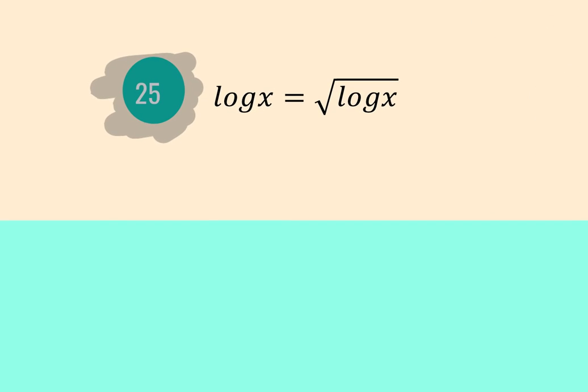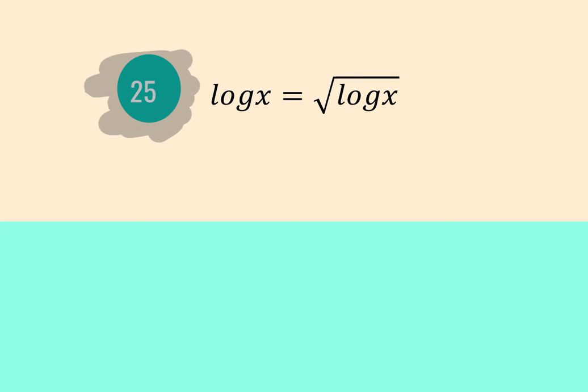All right, 25, a little bit different this time. I've got a square root over log of x. What does that mean? 1/2 is the exponent. So this would be log of x equals log x to the 1/2. Then what? I can bump it into the front. Actually, let me see if it works the same. Now what?